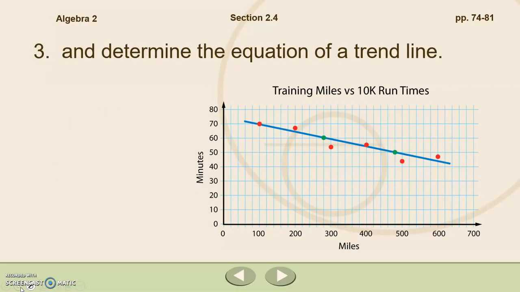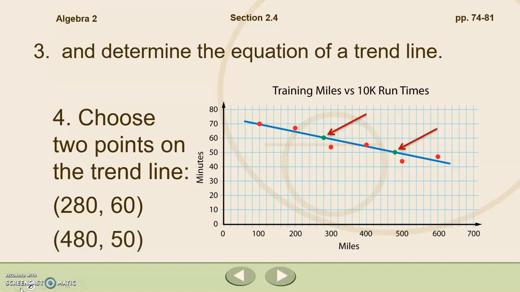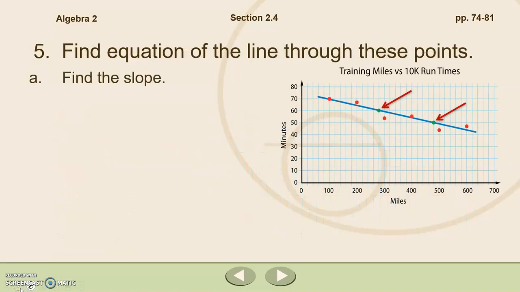Right? Once we have our trend line, we can then determine the equation of that trend line and write a linear equation for this data. First, choose 2 points that are on the line. In this case, we're going to choose 2 points that intersect right here, the green points. That represents 280 and 60, and this point represents 480 and 50.